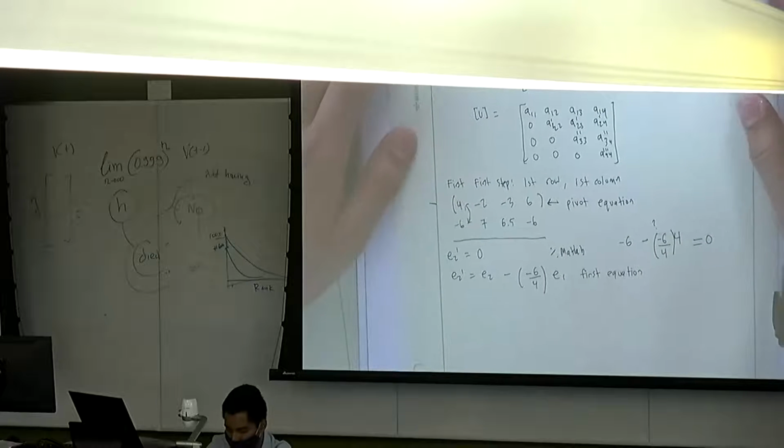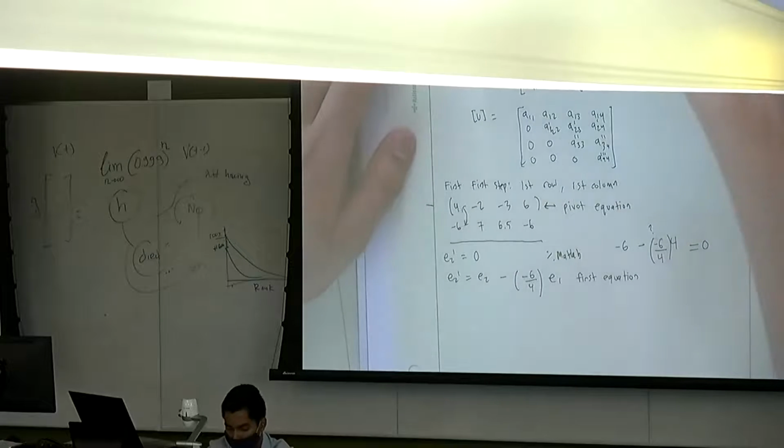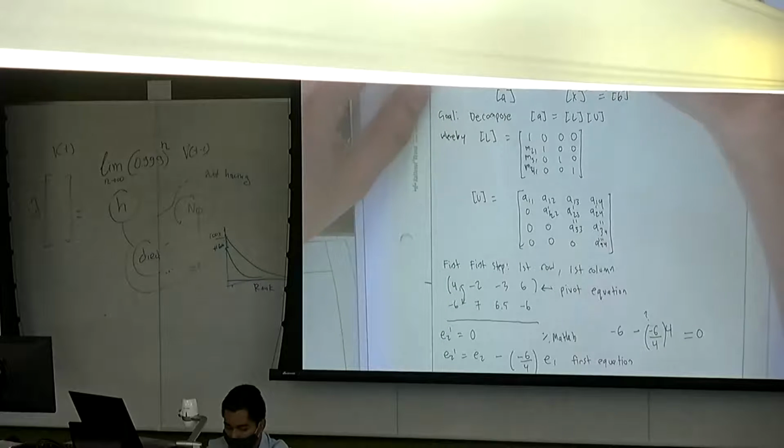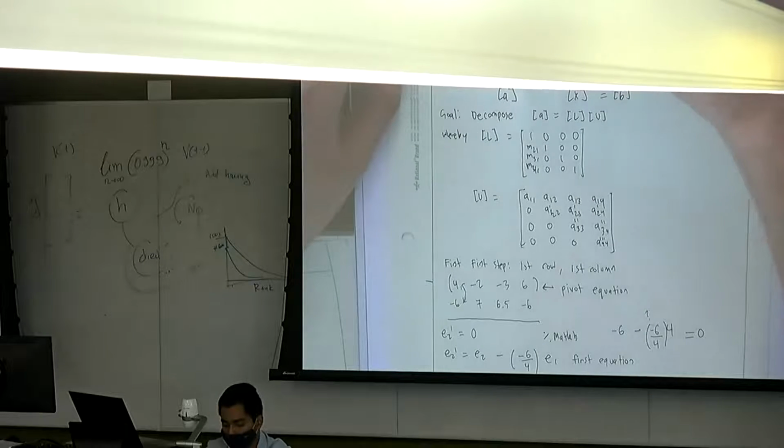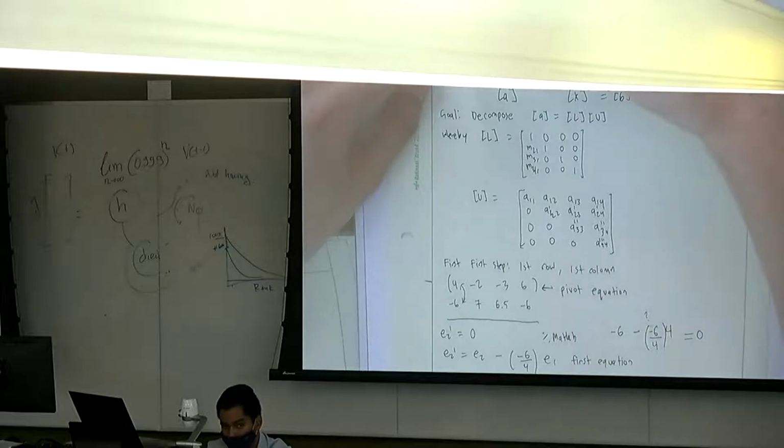Okay. So that's going to update this row. So this 6 is going to turn into 0. This 7 is going to turn into something else. 6.5 is going to turn into something, right? So we updated that row. And then we do the same thing again.